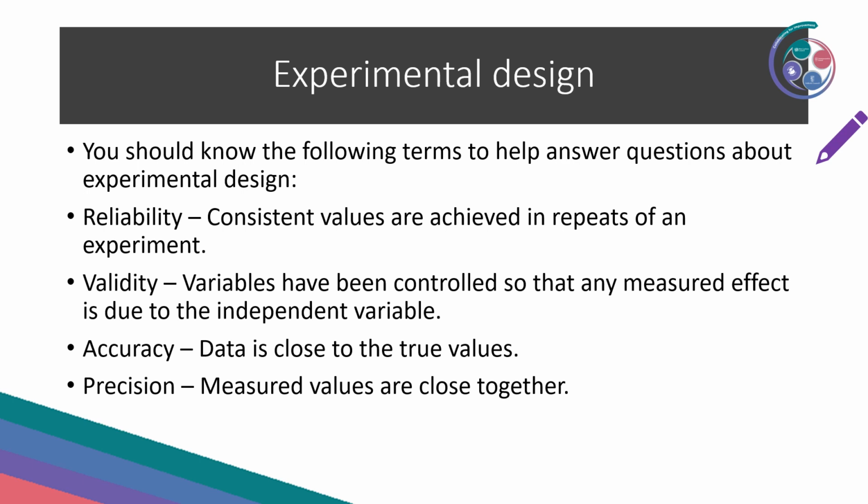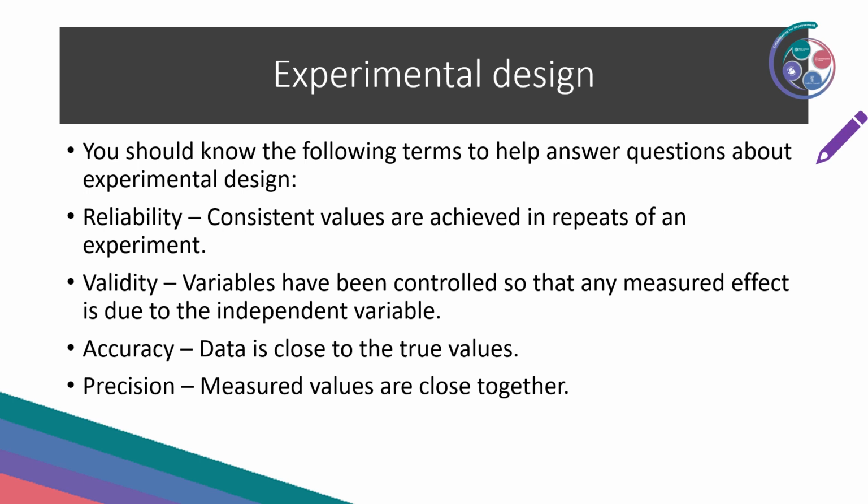Accuracy is when data is close to the true values, so our true value might be our mean. This would allow us to see that our values are coming in within a particular range, and that allows us to see that we are close to that true value. So each time that we do it, our values are accurate.